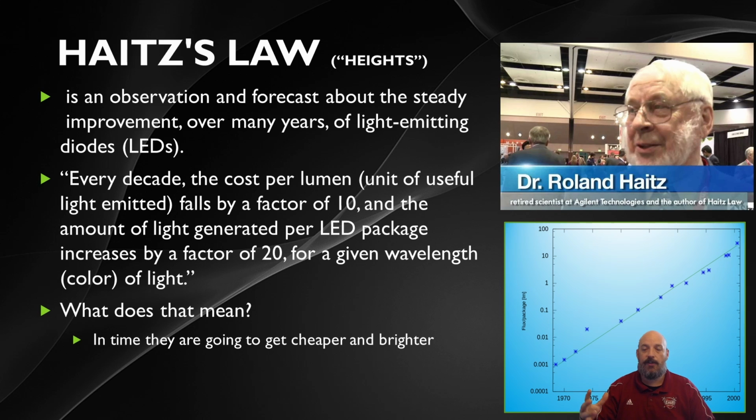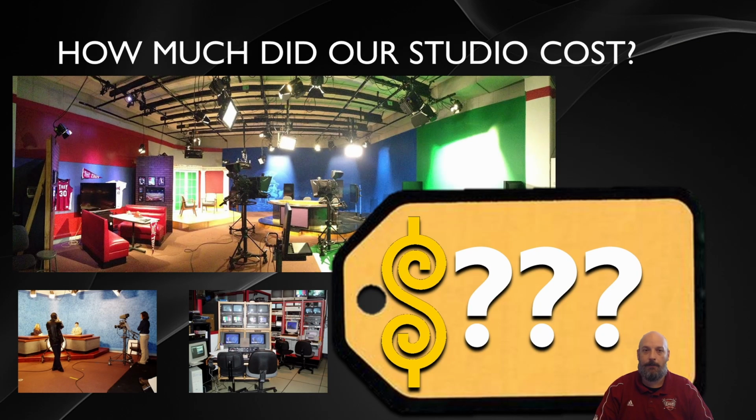So as time has gone on and we've gotten better at manufacturing them, the technology and the LEDs have again gotten brighter and they've gotten cheaper to manufacture. And that's what Haitz's law says. And it doesn't really apply just to LED lights. It applies to a lot of technology that over time we get better at manufacturing. We find new, cheaper, easier ways to do it that save us time and money.